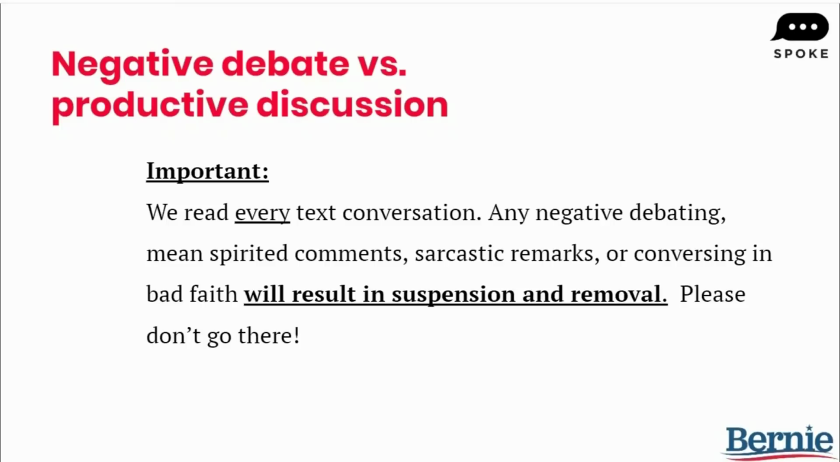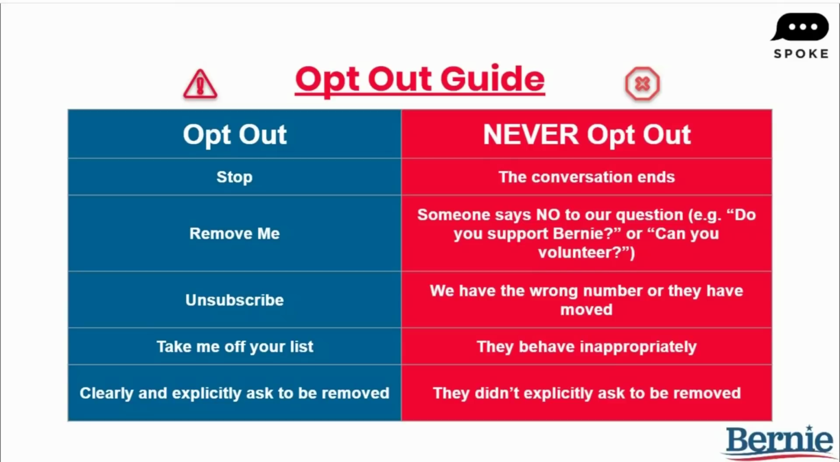As we touched on earlier, anytime a textee says stop, remove me, opt out, unsubscribe, take me off your list, or anything that clearly indicates they no longer wish to receive text messages, we must immediately opt them out. This is to make sure we're honoring people's wishes and not wasting our time contacting people who do not want to be contacted.